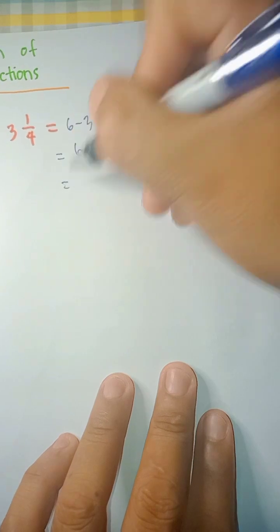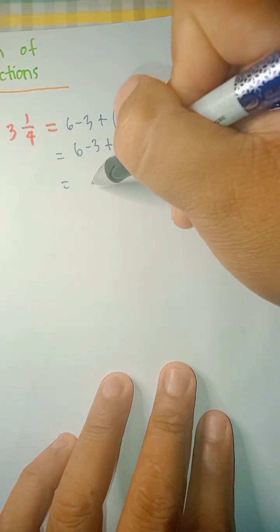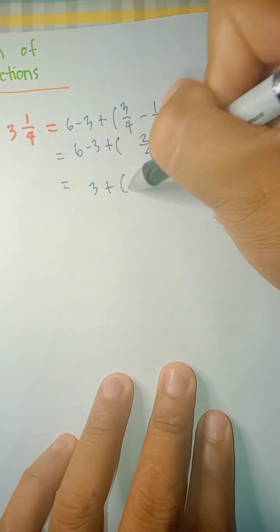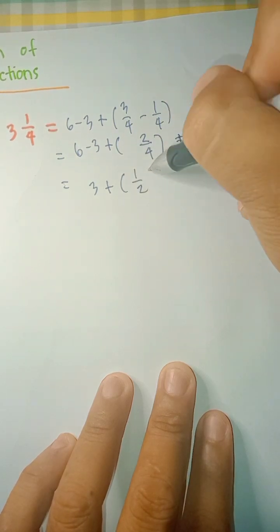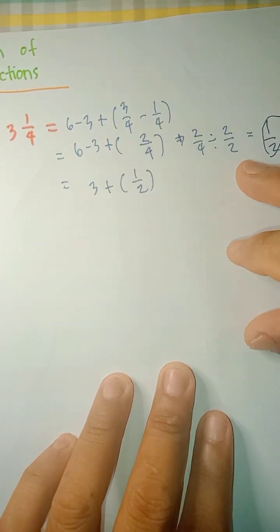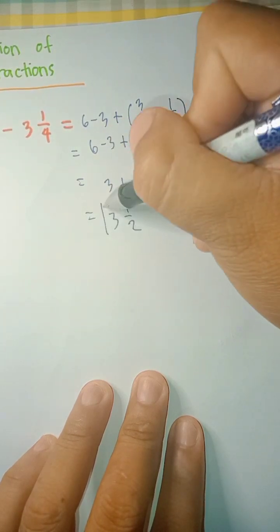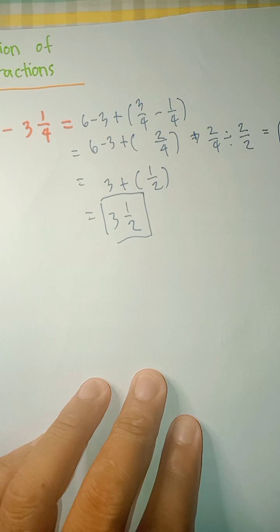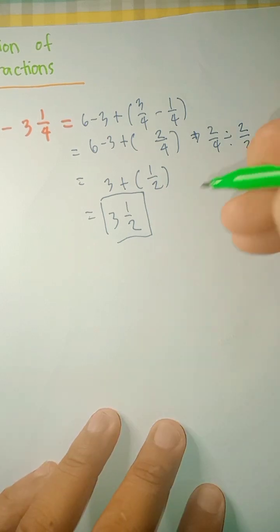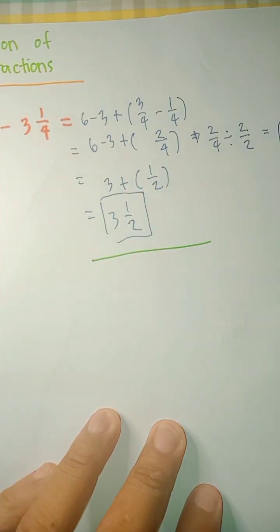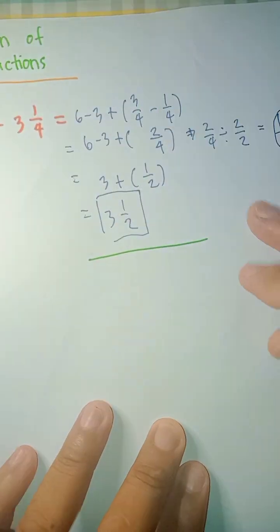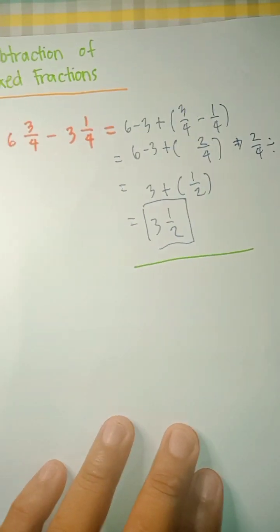Now, 6 minus 3 is just 3, then plus 1 half. So 3 plus 1 half is just 3 and 1 half. So this is our answer. Now, another way of solving this problem is to convert these fractions into improper fractions.